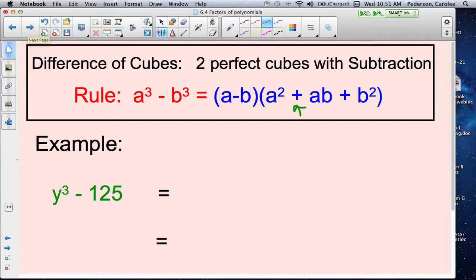Now we're going to do an example after you write this rule up. We're going to factor y cubed minus 125. So the first thing we do is we look and see how many terms it has. It's 2 terms. And we want to rewrite them so they are perfect cubes. Well, the first one already is a perfect cube, that's y cubed. But then we have to rewrite 125 as a cube. So that's 5 times 5 times 5.